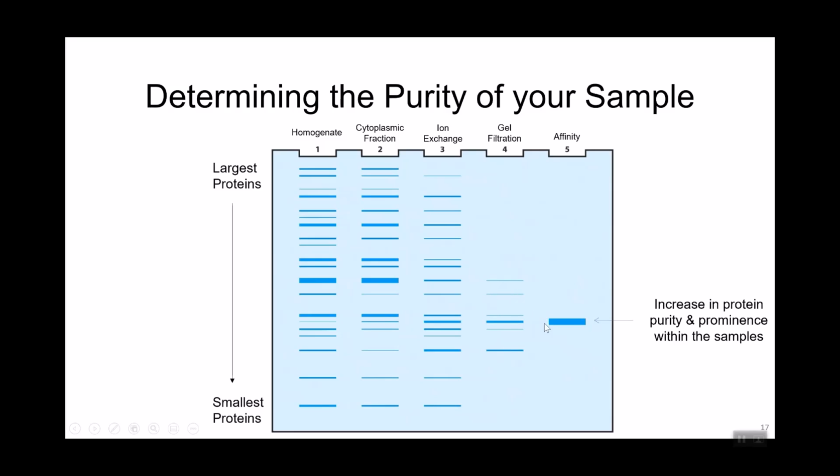And then finally, we would have an affinity column that would be specific for your protein of interest. Hopefully by the end, you do have a pure sample of protein and we don't see any other bands. And when you're running a gel like this, you would only be loading a small amount of each of these fractions that you've saved along the way. So you'll still have the rest of your sample for other experiments.